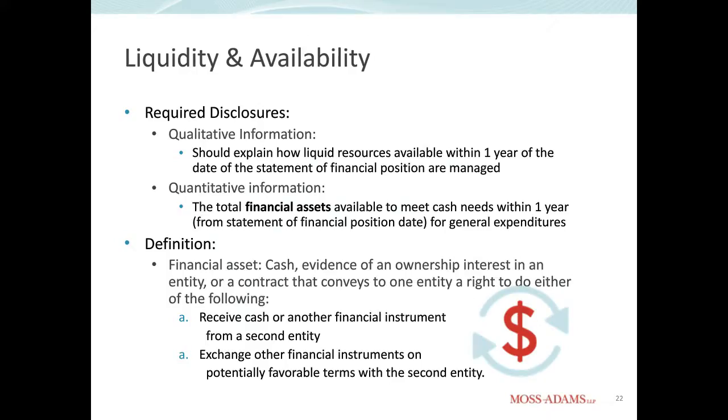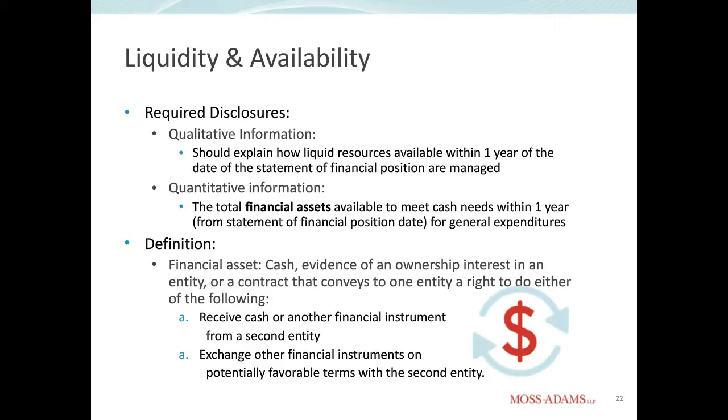Okay, so now we're going to move on to another set of required disclosures relating to liquidity and the availability of resources. So the new standard requires qualitative and quantitative information to be disclosed. This information should provide users of the financials with an understanding of the organization's exposure to risks and specifically how it manages its liquidity risk, and also information about the ability to meet cash needs for expenditures within 1 year from the statement of financial position date.